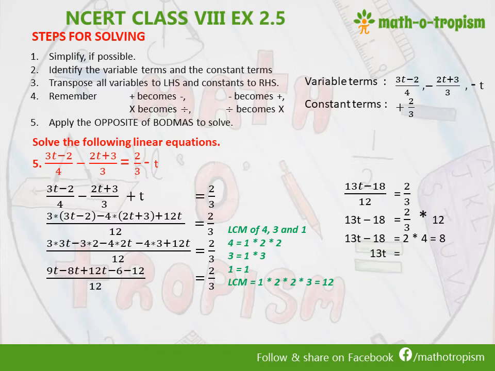So we will take the 18 to the right hand side because we need to keep the constants to the RHS. So 13t is 8 plus 18, which comes as 13t is equal to 26. So t is equal to 26 by 13, which means it is equal to plus 2.